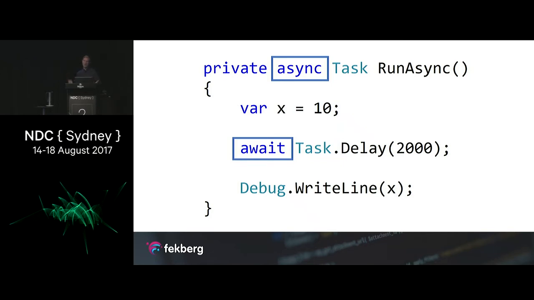So basically what that means is that, you see, the var x is equal to 10. That's not going to be executed somewhere else. It's going to be executed on the caller thread.